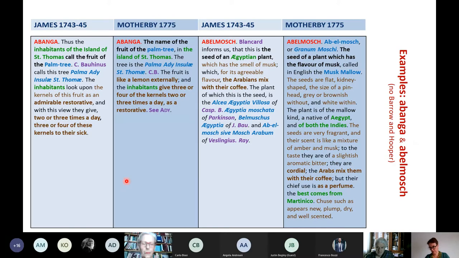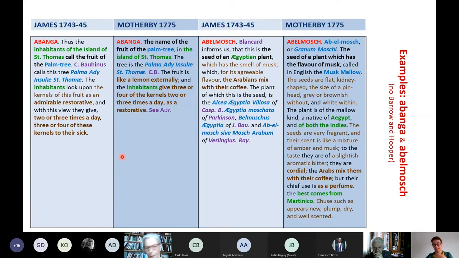Now, I have a very limited number of examples. You see the colors here, and the use of these different colors is necessary to highlight the different elements that structure the entry and its contents. Green is used to highlight the geographical issues, black definition, blue for equivalence and spelling variants, purple for references, brown for encyclopedic expansions, and one in bold because these expansions refer to medical usage. These are two terms. I compare them only in James and Motherby because in Barrow and Hooper's they are not included. So first you can see many similarities between James and Motherby.